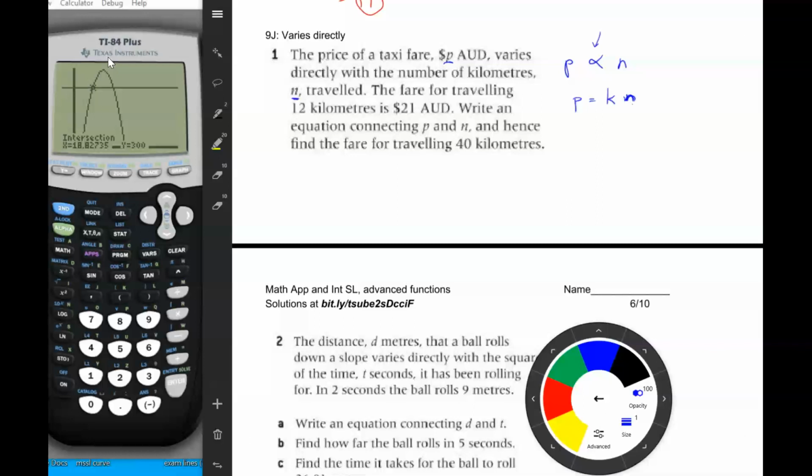Oh my gosh, the dogs are very excited about varies directly.